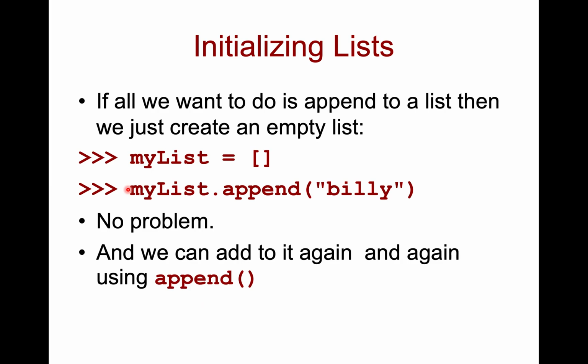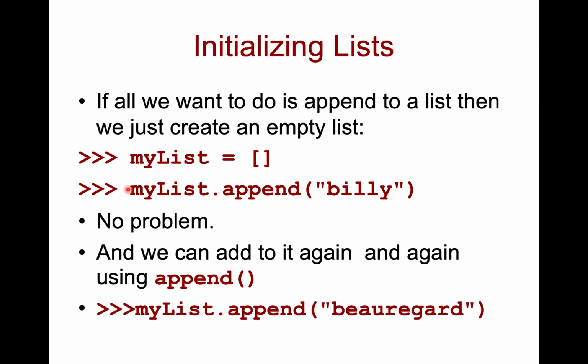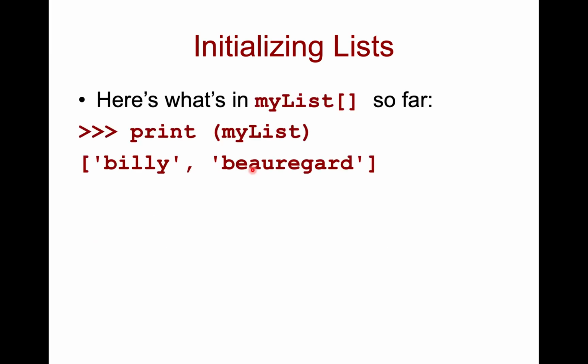You can do it again and again, using append again and again. So here, I'm appending Beauregard to mylist. So now mylist will have Billy and Beauregard in it. Here's what's in mylist so far. If we print mylist, we see Billy and Beauregard.